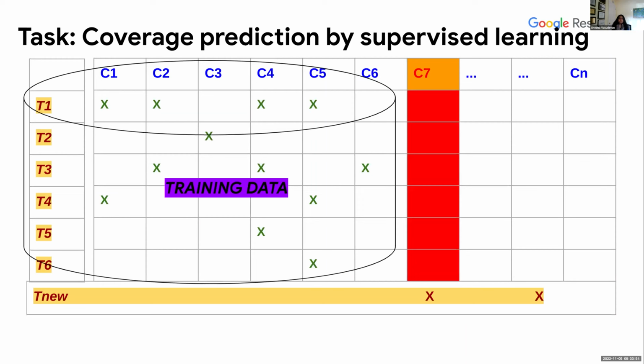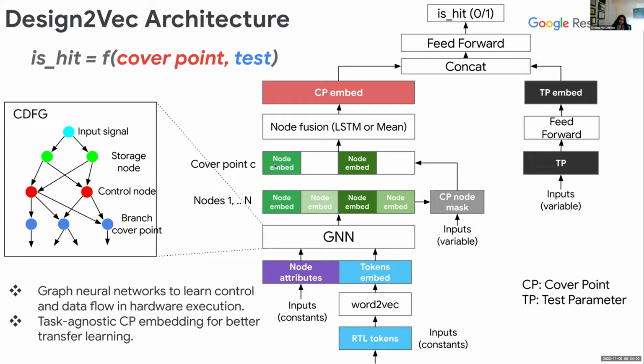So a cover point basically is a sequence of nodes, and it's a local branch. So a cover point would be a sequence of nodes, and for each of these cover points, we generate a cover point embedding on top of the node embedding. And then we use some lighter neural network technology to fuse these different nodes and form the final cover point embedding. Then we concatenate both the embeddings from the two towers, and then we use an MLP to predict if a cover point is hit or not hit.